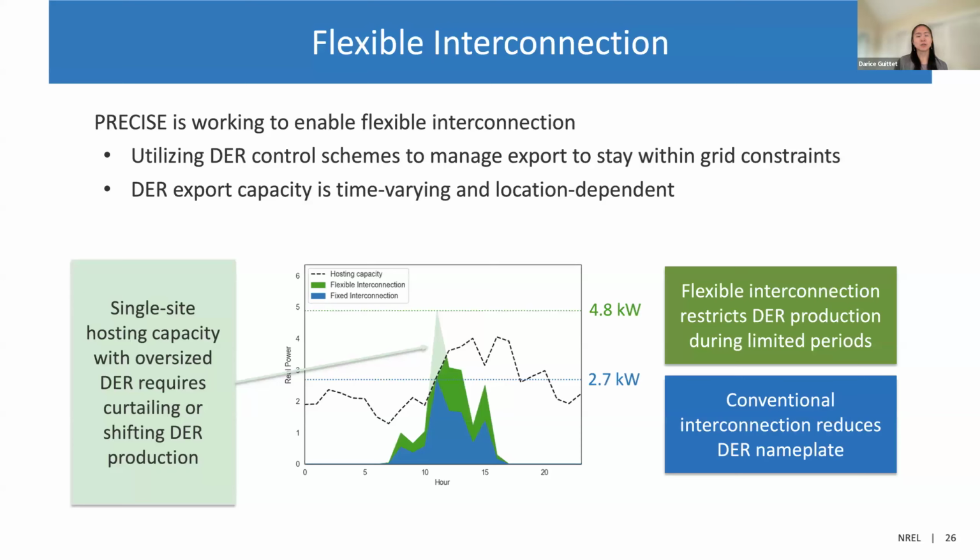The plot here shows an example of when flexible interconnection could be useful and how it could be applied. It shows a single site hosting capacity that's being exceeded by an oversized DER, so there's energy that needs to be curtailed or shifted. Under conventional interconnection, the DER nameplate is reduced, and that reduces DER production for all time periods. By contrast, flexible interconnection restricts DER production only during limited periods, and so this results in additional DER production and also a higher capacity that's interconnected.